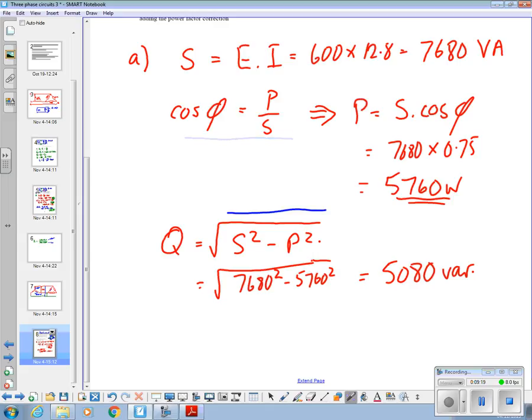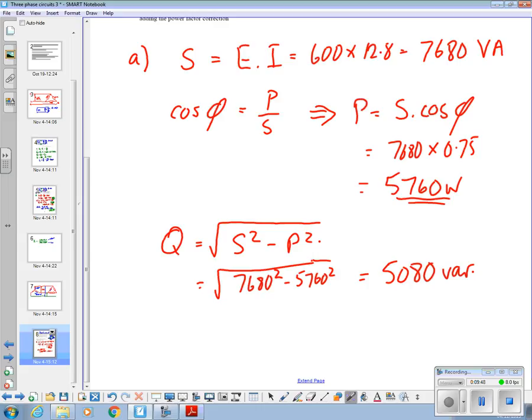So nothing mathematically difficult. What I'm really testing is, do you understand the electrical theory behind it: P, the in phase component of power, Q, the out of phase component of power, and S, the resultant or apparent power? That's what's really being tested. The maths is not particularly difficult.